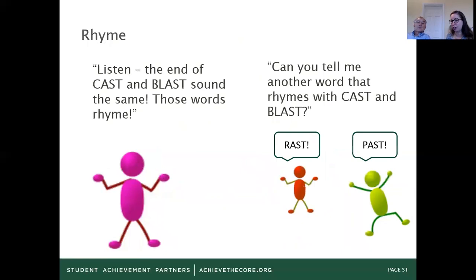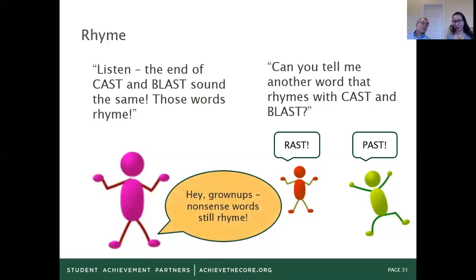If the teacher is drawing students' attention to the end sound in words like cast and blast, then the students are actually responsible for finding those rhyming words and being able to share them themselves. So they've got past and rast, and that's really hard for us, but another reminder that nonsense words still rhyme, and honestly, some words sound like nonsense words to kids if their vocabulary is not built yet. So let them do that.